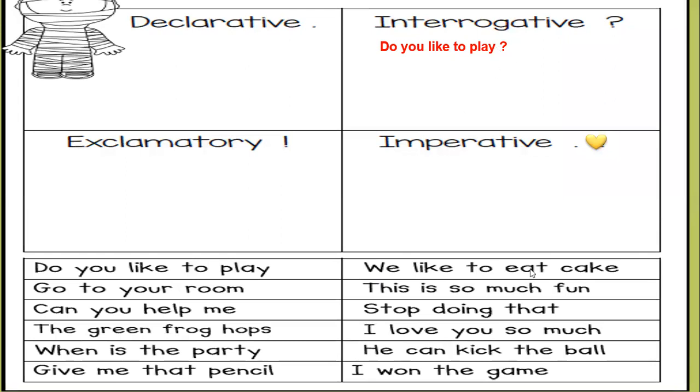Now the second one, we like to eat cake. Where do we put it?